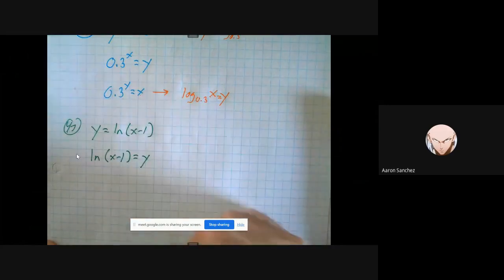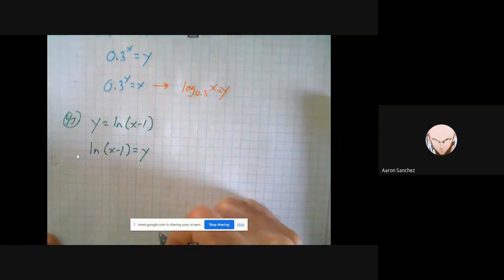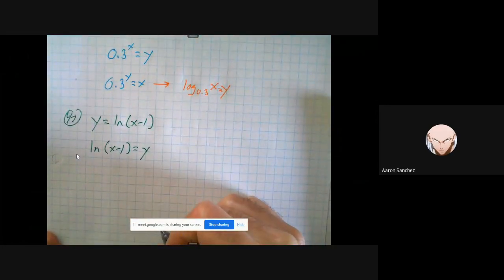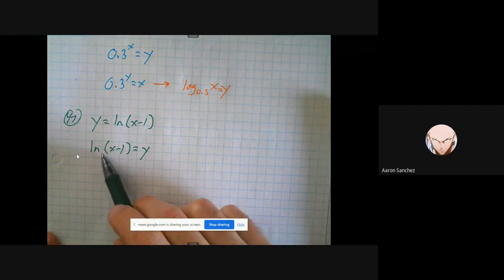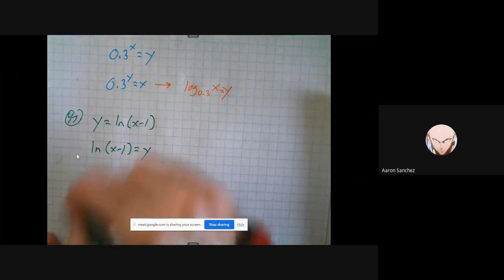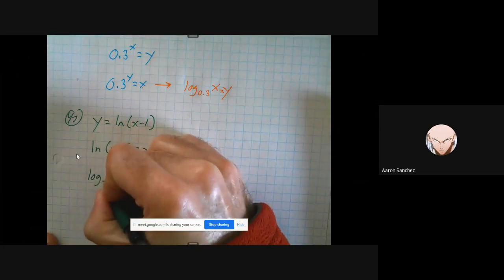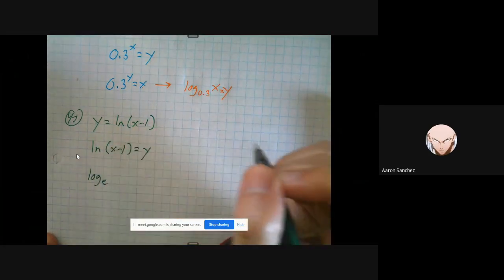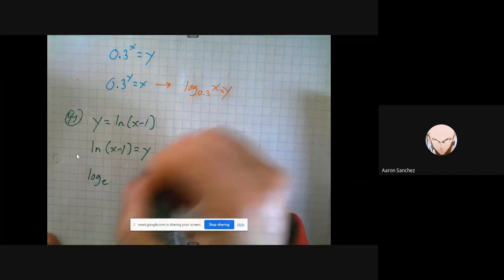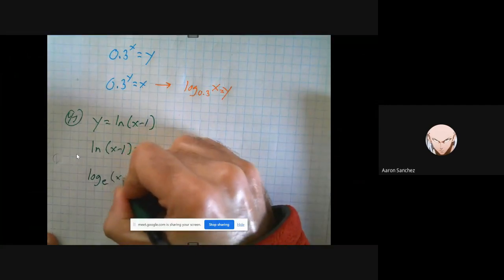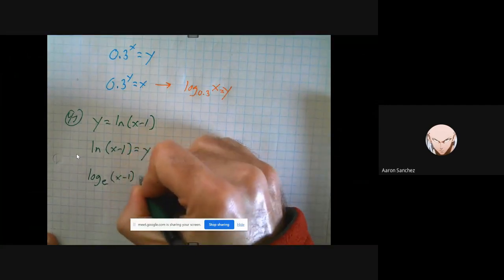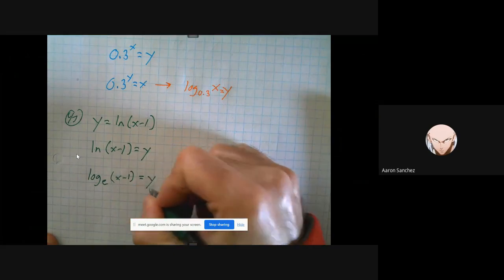We're used to seeing it that way, right? Now, just so we can understand it better, let's write it with the log base e. Remember, the natural log is a log base e. So I can write this as log base e, which is just a number, 2.71 or something like that, times x minus 1 equals y.